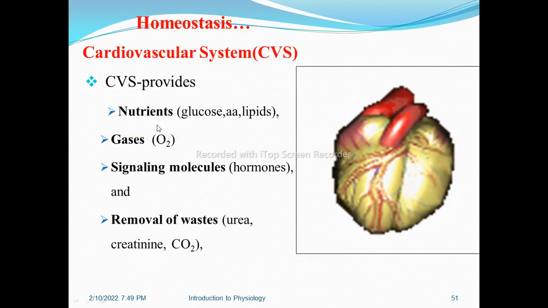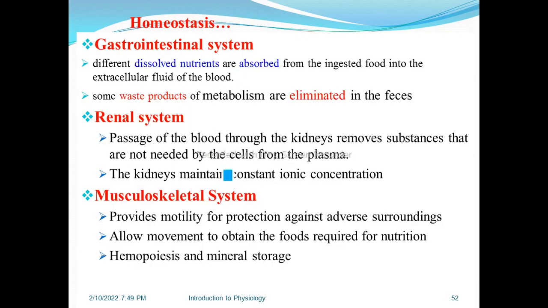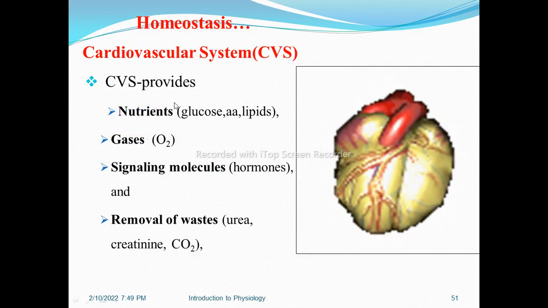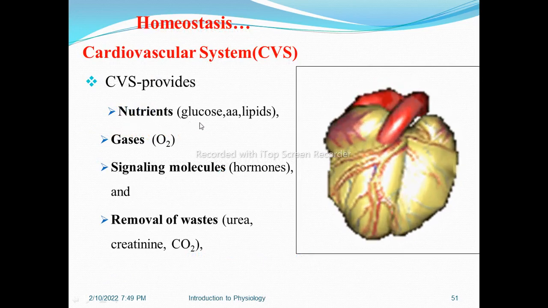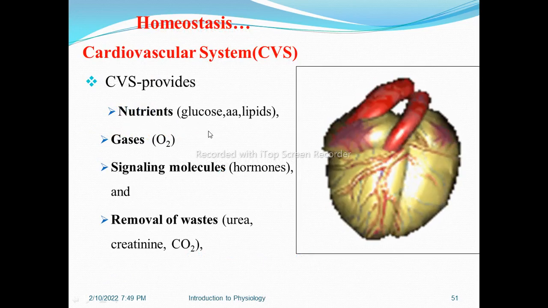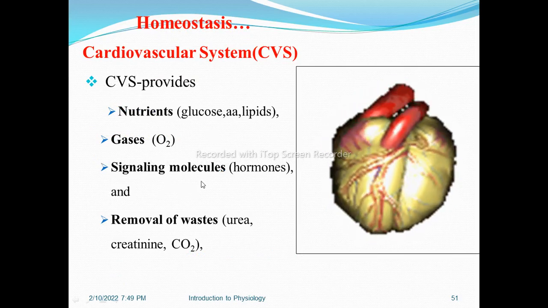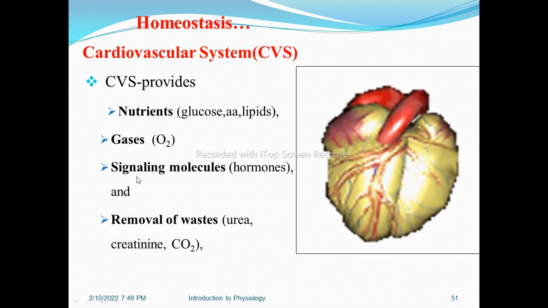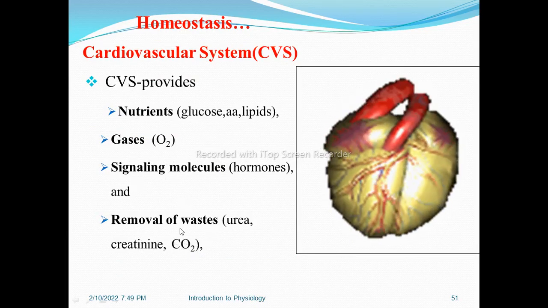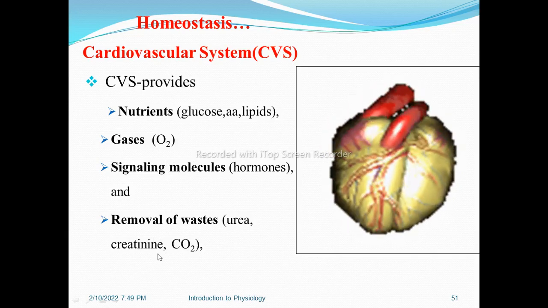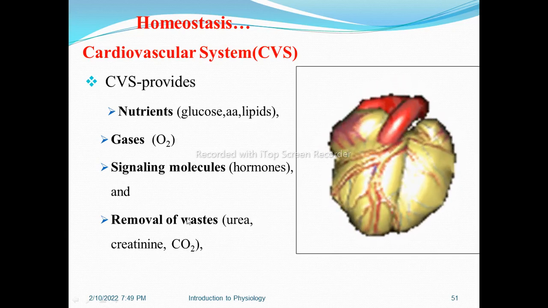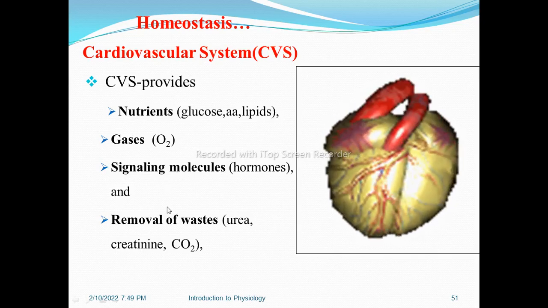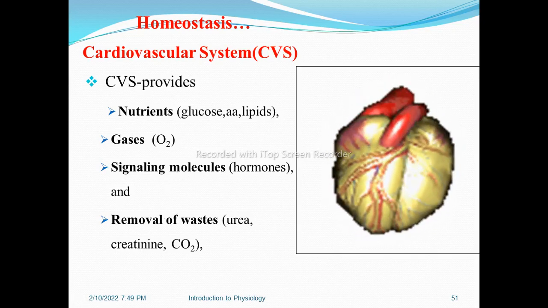will be normal. So the second type is the cardiovascular system. The cardiovascular system is a very important system. It provides nutrients like glucose, amino acids, lipids, gases, oxygen, and signaling molecules, and also removes waste products like urea, creatinine, and carbon dioxide. Urea and creatinine are removed through urine. So the cardiovascular system is very important in providing nutrients, gases and molecules.